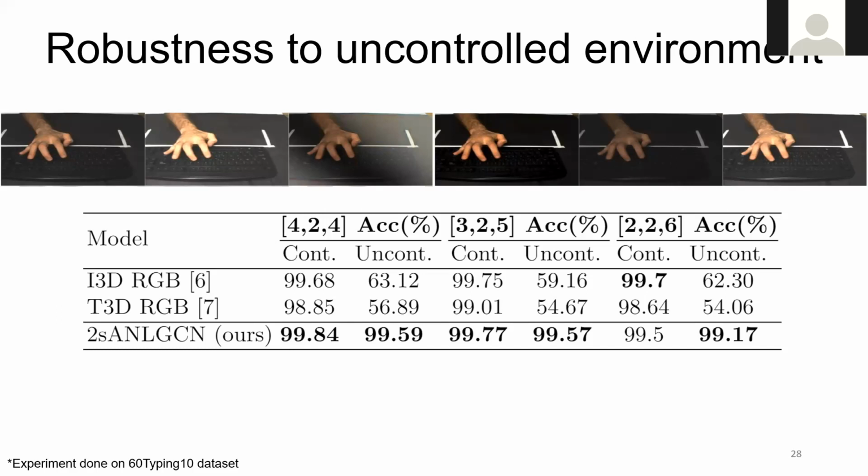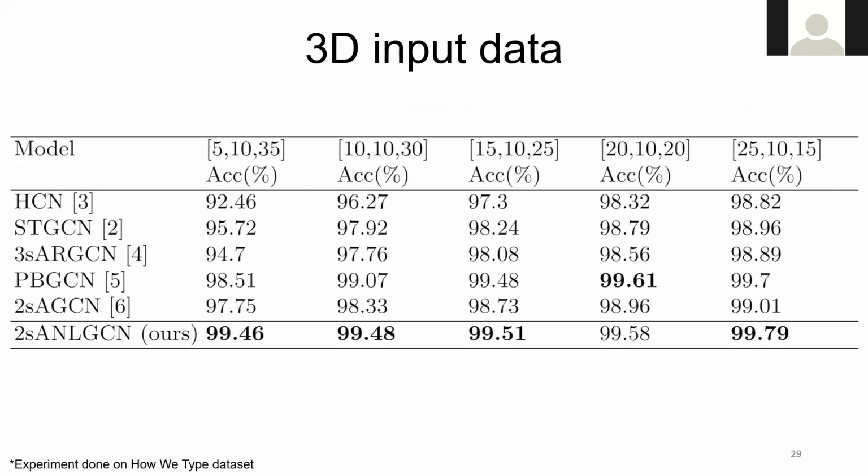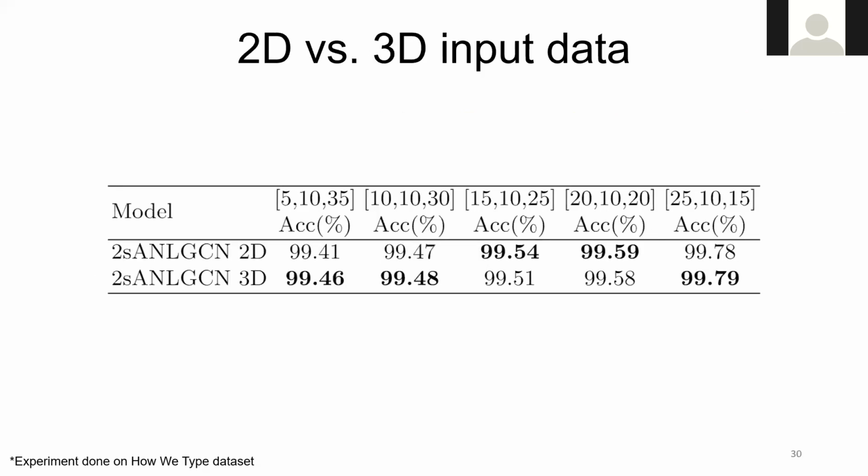We evaluated our model in a scenario where the 3D coordinates of the joints are given. We see that even here our model is superior to all compared methods. Finally, we evaluated the trade-off between 3D and 2D input data. It is quite interesting to realize that we don't lose much when we only use the simple 2D data.